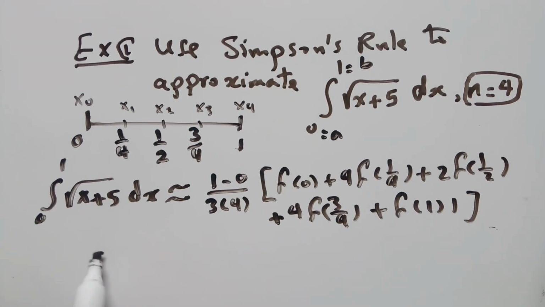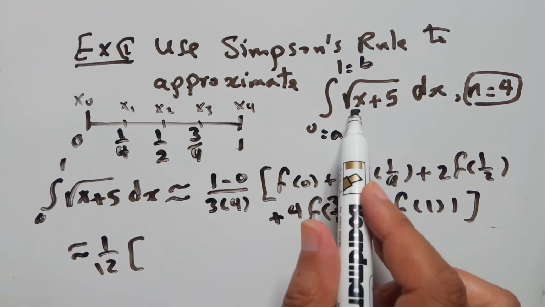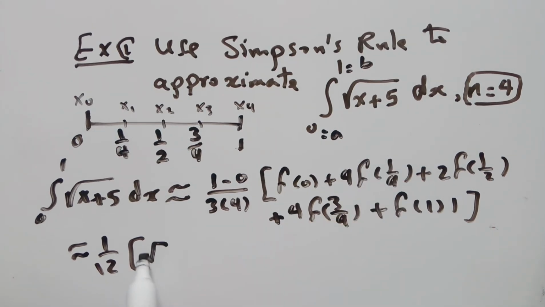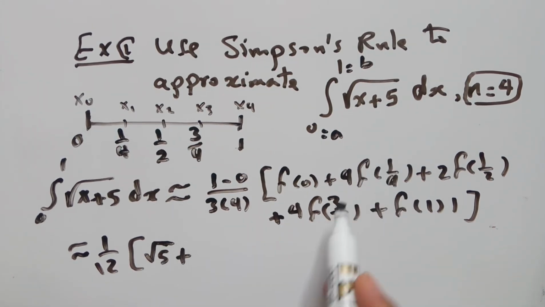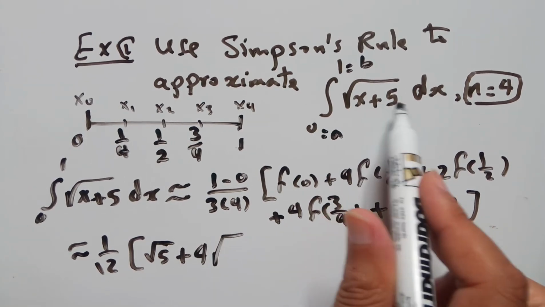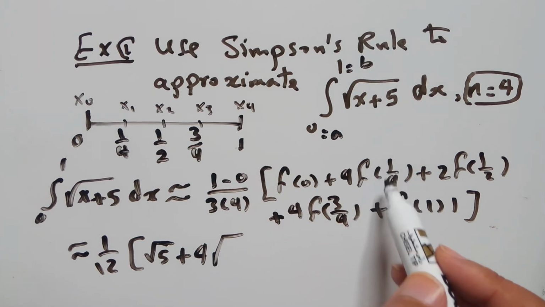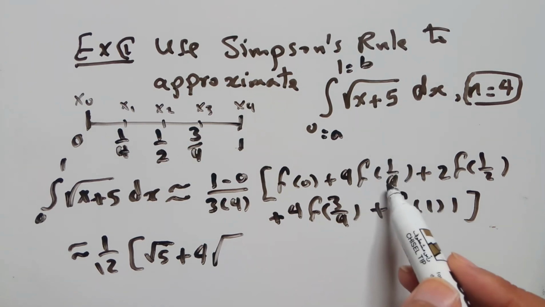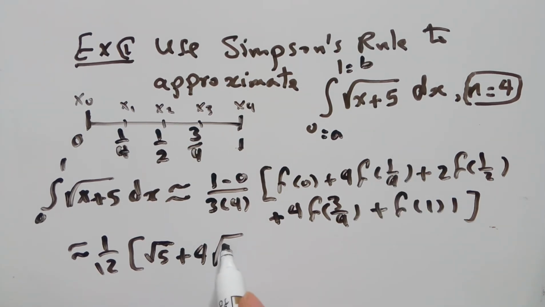I think you can replace easily. 1 minus 0, it will be 1 over 12, multiplied by f of 0, it will be 0 plus 5, it will be radical 5. Then 4 f of 1 over 4, 4 here, and radical 1 over 4 plus 5, which is 5 multiplied by 4, 20 plus 1, 21 over 4.